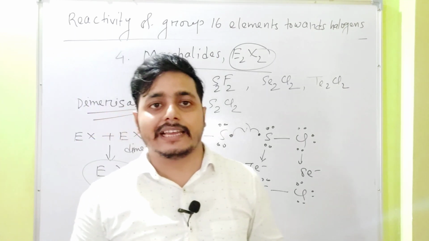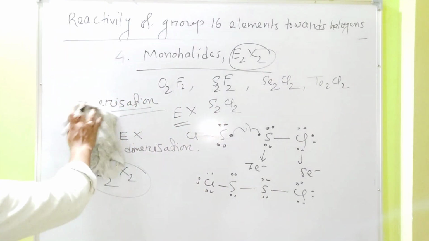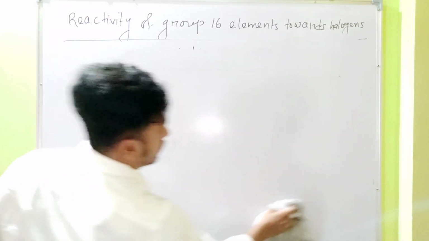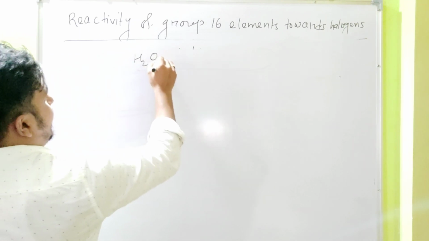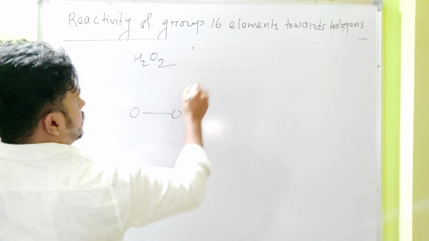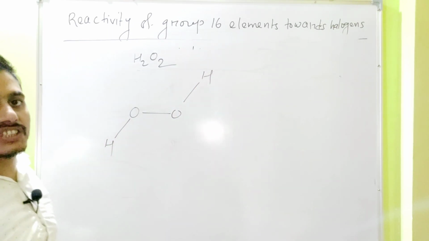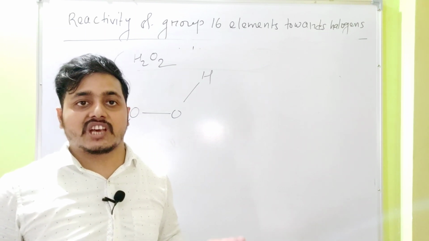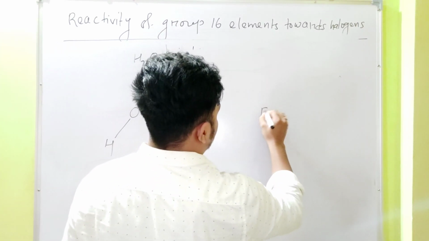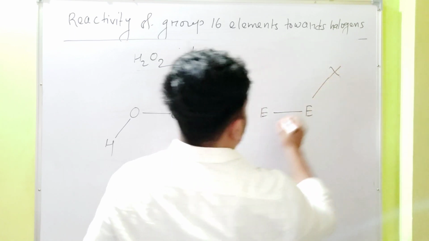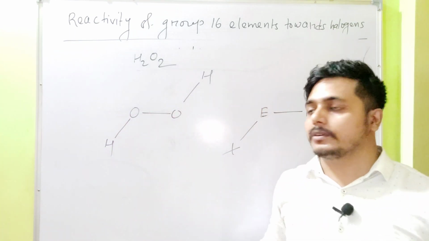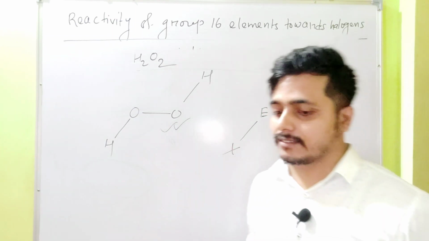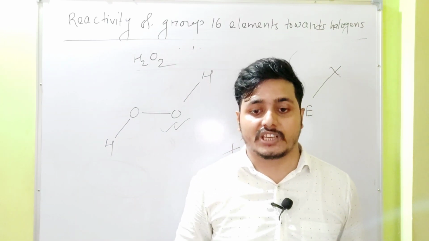Now I discuss their structure. Their structures are similar to hydrogen peroxide. What is hydrogen peroxide? H2O2. This is the structure of hydrogen peroxide. Also monohalides have structure like hydrogen peroxide. This is the structure of E2X2. All the monohalides have structure like this. This is called open book structure.